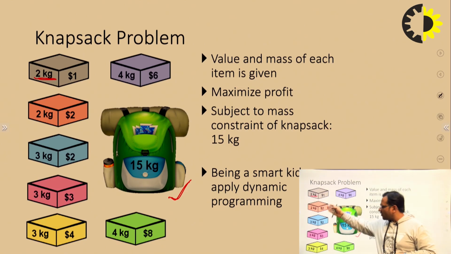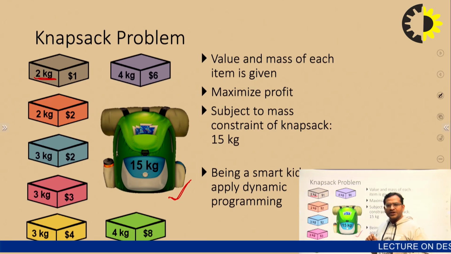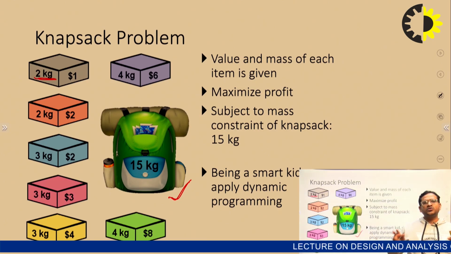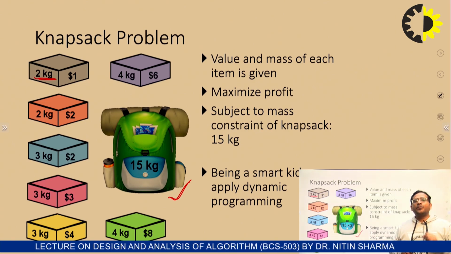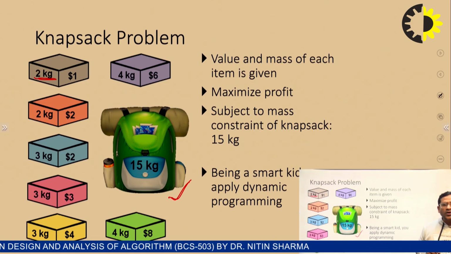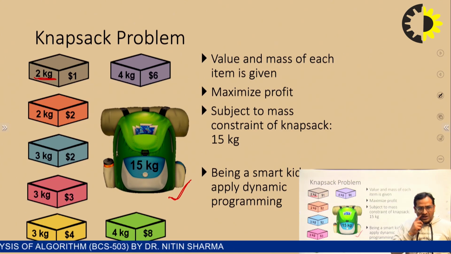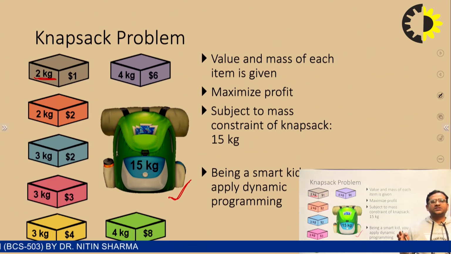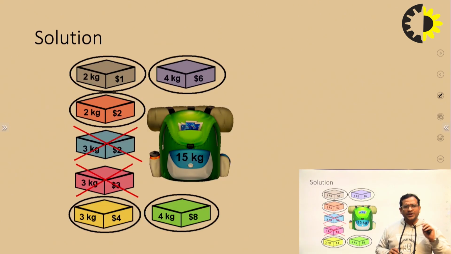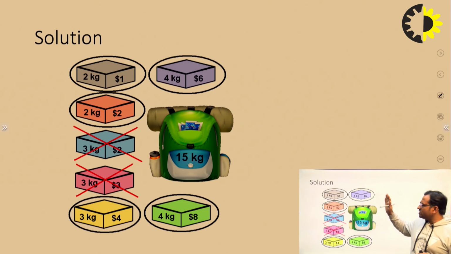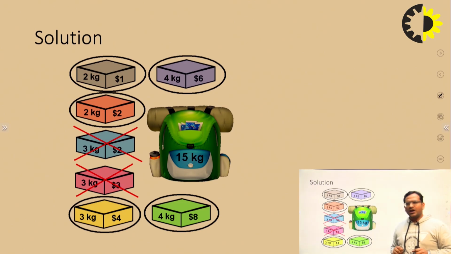Either we can select all of them, or we can select a 4 kg and 3 kg and 4 kg for $8. So how can you choose the items which fill the bag to 15 kg and get the maximum profit? Being a smart kid, you apply dynamic programming here. You can just apply dynamic programming and get the result. Initially, if I choose these items, I can leave these two items.